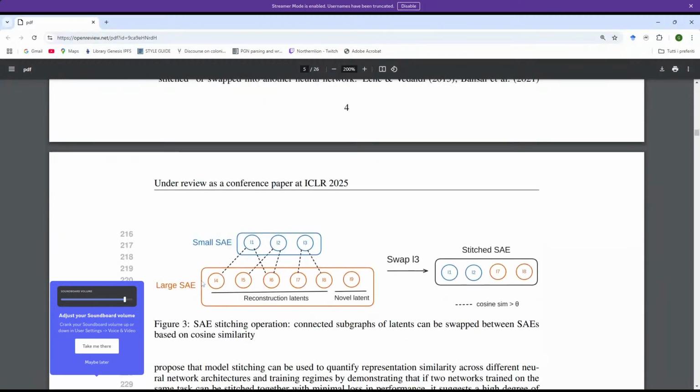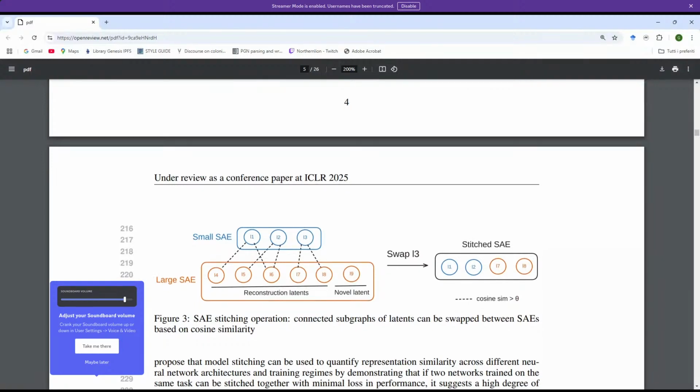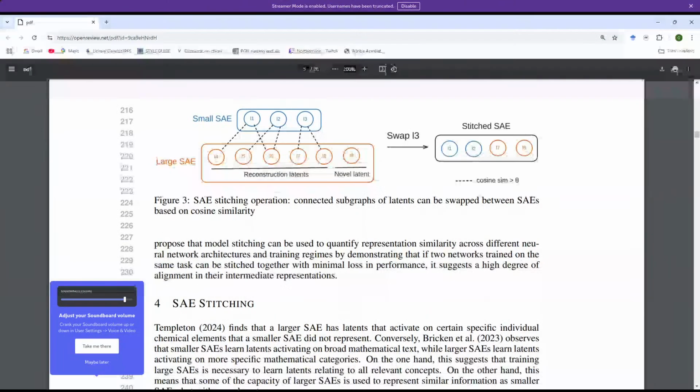And what they find is that there's some latents that don't have a high cosine similarity with the ones in the small SAE, and that's what they call novel. So all of these ones have a cosine similarity bigger than a certain threshold. In the case of GPT-2, they use the threshold of 0.7. But in the case of Gemma, they use the smaller threshold of 0.3. Because of this threshold, you either have latents that have pairs or latents that don't have pairs, and the ones that don't have pairs are what they call novel latents.